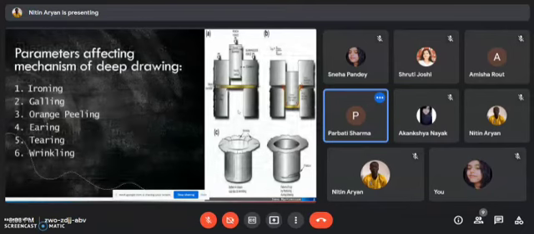Hello everyone. Here I will discuss what are the parameters affecting the mechanism of deep drawing. The first one is ironing. It is the operation of thinning the side walls and increasing the height. It reduces the wall thickness of the cup by restricting the clearance between the punch and die to a value less than the blank thickness. The punch load is of primary importance in ironing because it determines the tension in the cup walls and hence the maximum reduction possible for a given punch load.